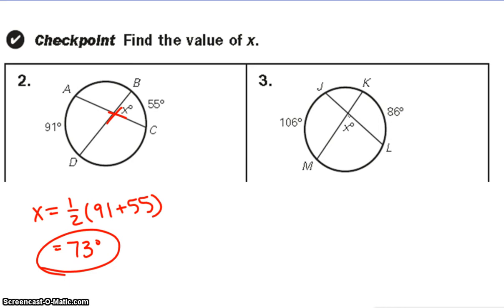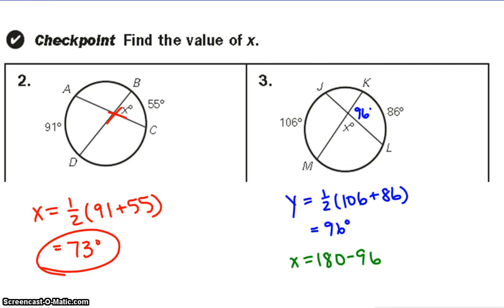Now in this problem, it's actually a little bit trickier. Notice that the arcs that angle x makes are here and here, and we don't have that information. However, what we can do is find the missing angle here, and then because these two angles, x and y, are a linear pair, they must add to 180 degrees. So angle y is going to be 1/2 of 106 plus 86, which is 96 degrees. So if this angle right here is 96 degrees, then I know that angle x must be 180 minus 96, because they are a linear pair. So angle x will be equal to 84 degrees.